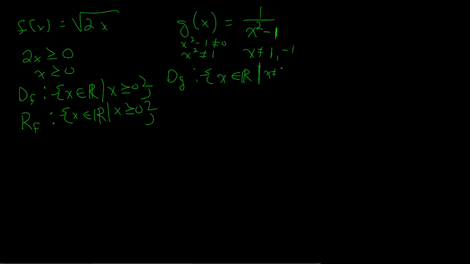x can equal 1 or negative 1. I'll write it like that because I'm running out of room. Now its range might be a little bit harder to see. Well, I have a positive value with no variable up in the numerator. So there is no way this is ever going to equal 0.